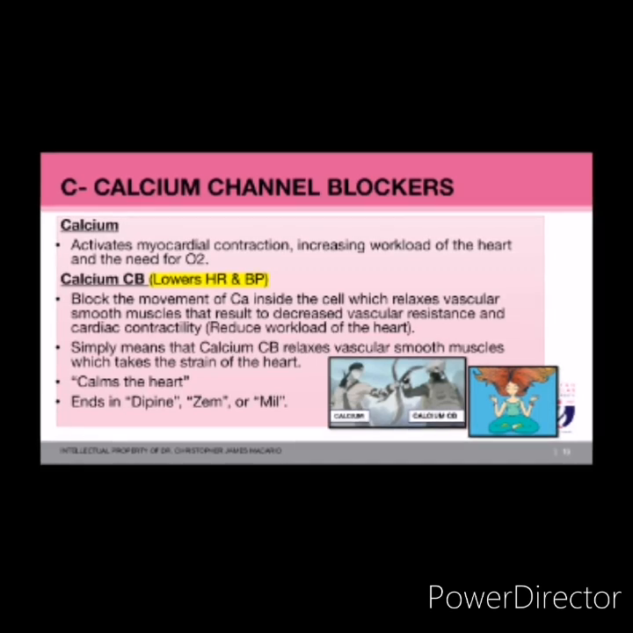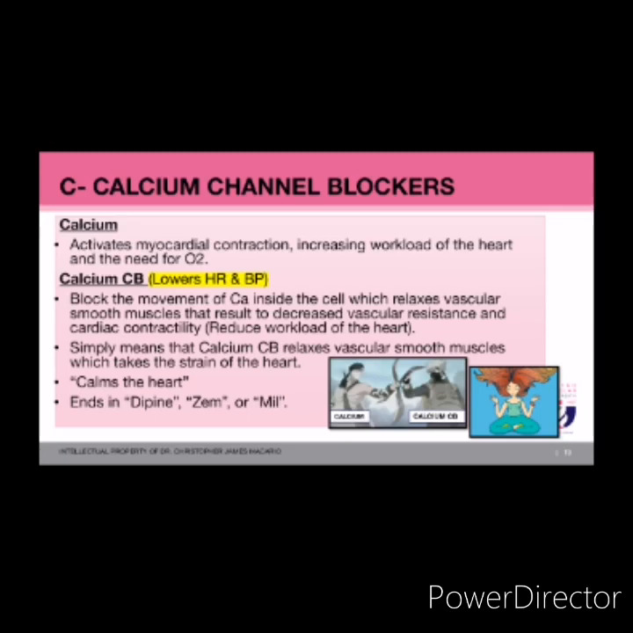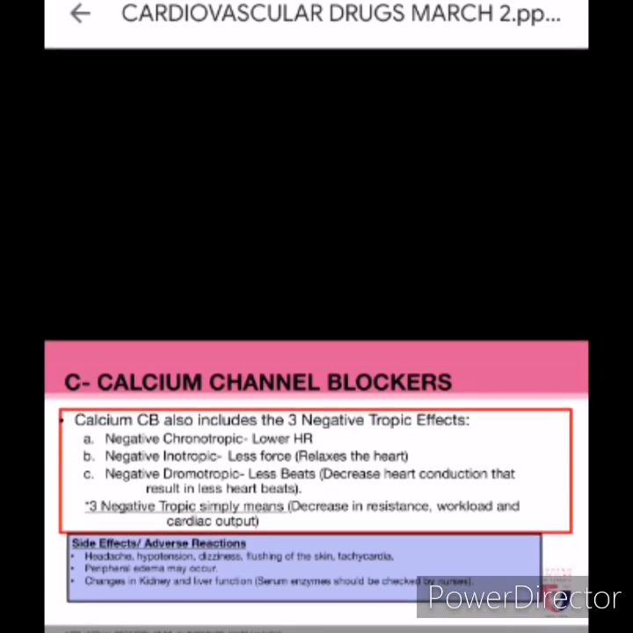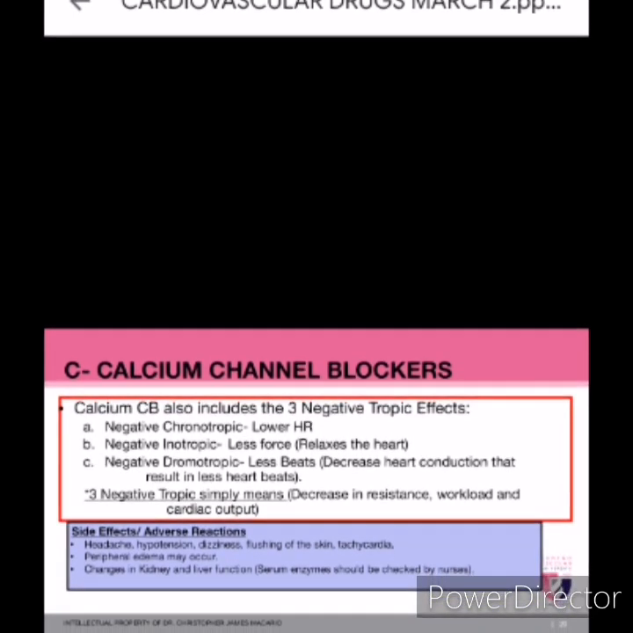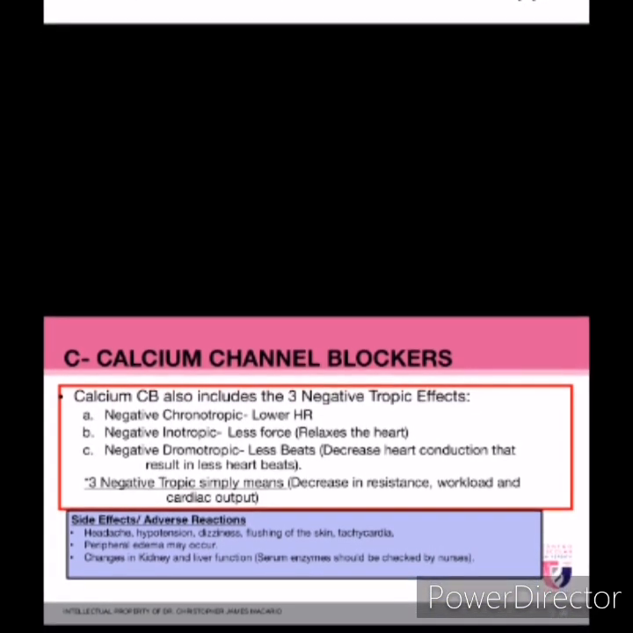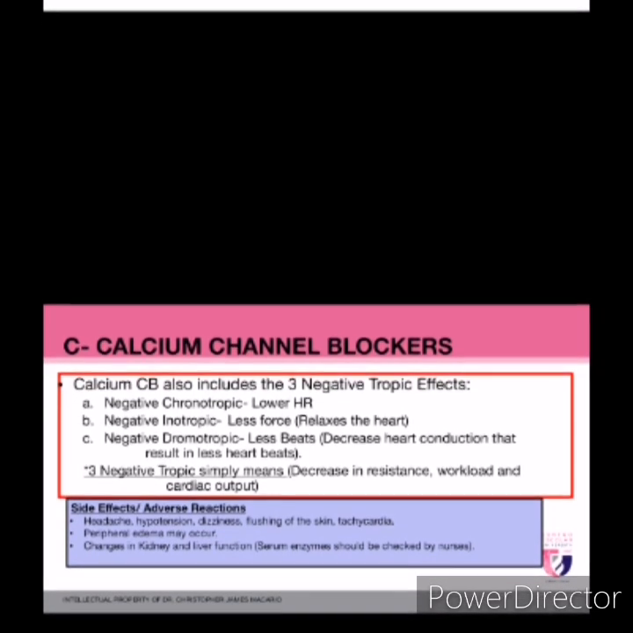These calcium channel blockers end in dipine or zem or mil. Example, nifedipine. Okay? Calcium CB also includes the three negative tropic effects.